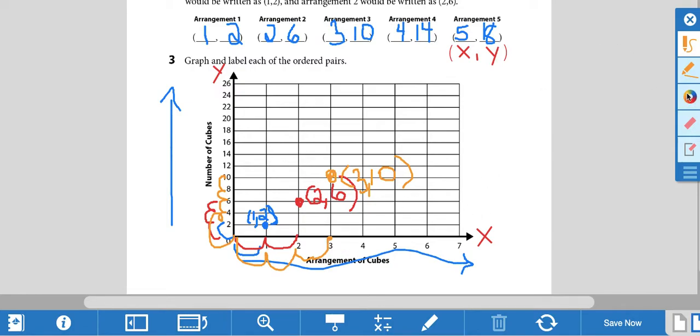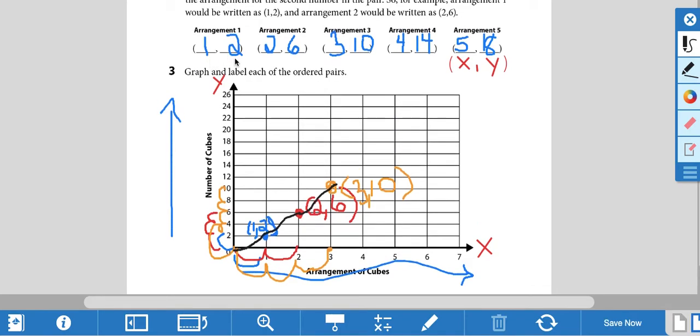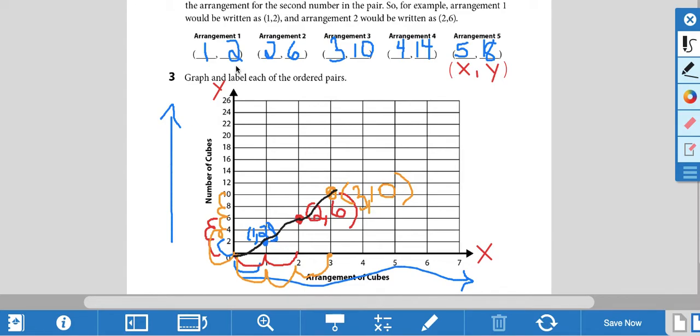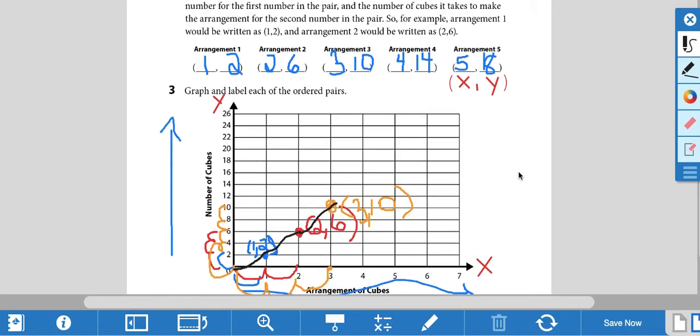Now, what you might start to notice, which is something that we need to start looking at later, is that this is following a straight line, okay? And there is a reason for that, and I think I mentioned it earlier when I said that the arrangement is increasing by 4 cubes every time. There is a constant or consistent increase, the same increase.